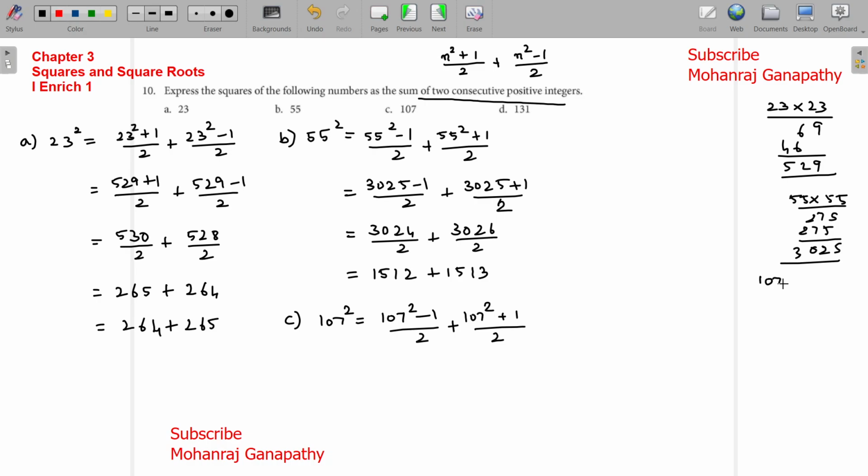107 into 107. 7 sevens are 49. 7 into 0 is 0. 0 plus 4 is 4. 1 into 7 is 7. 1 into 0, 1 into 7. So 11449.